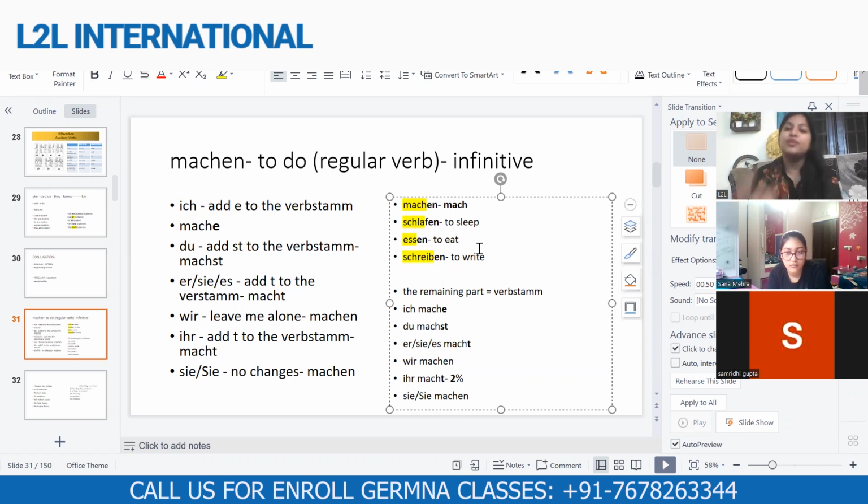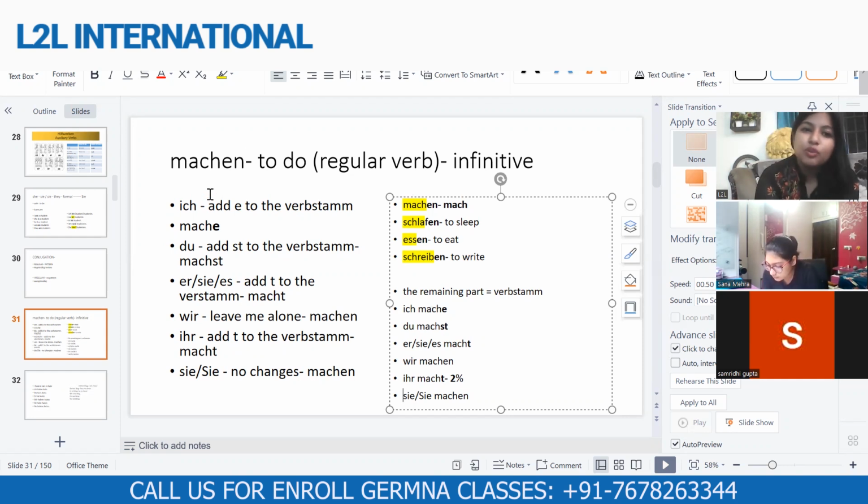Ashwin, you came late, so I was telling them every verb has EN in its spelling. Apart from the EN part, the remaining part is known as the verb stem, and we need to add something to the verb stem to conjugate the verb.